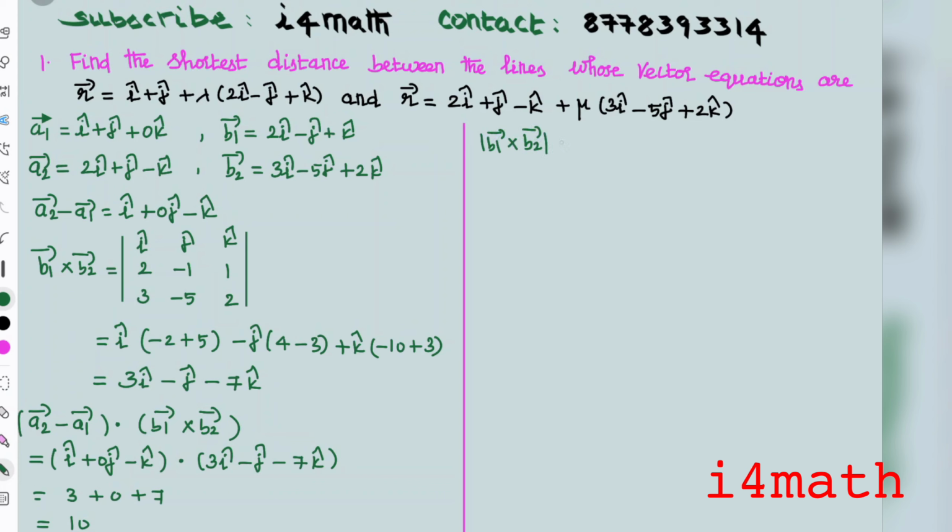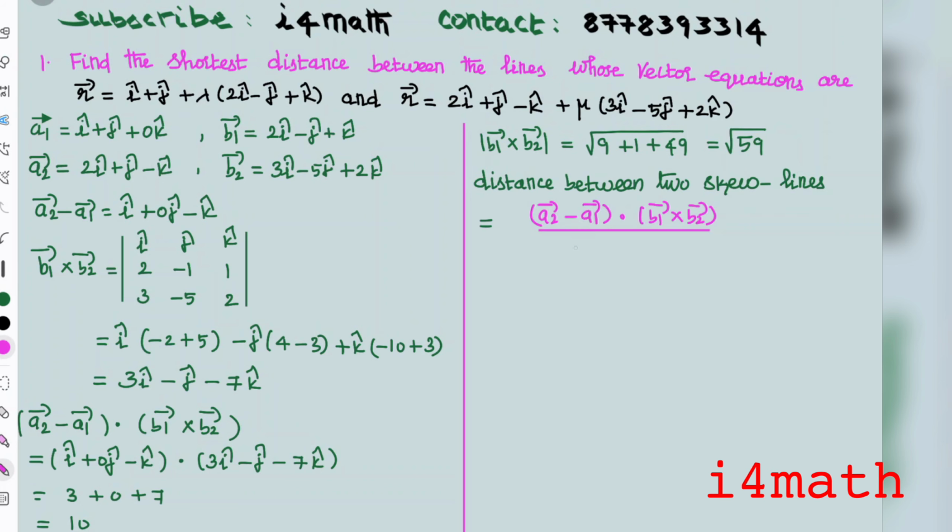Next let's find the magnitude of b1 vector cross b2 vector. Already we calculated b1 vector cross b2 vector. Now let's find the magnitude, that is square root of 3 square plus 1 square plus 7 square, that is 9 plus 1 plus 49. 49 plus 1 is 50, and then plus 9, 59. Square root of 59 is the magnitude of b1 vector cross b2 vector.